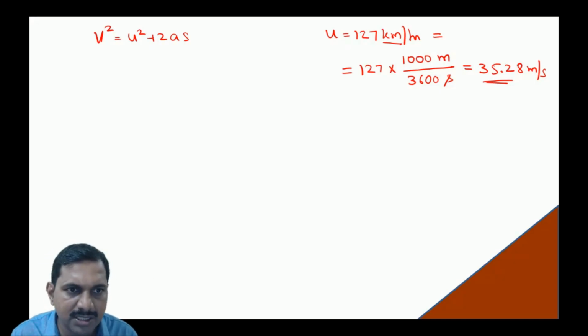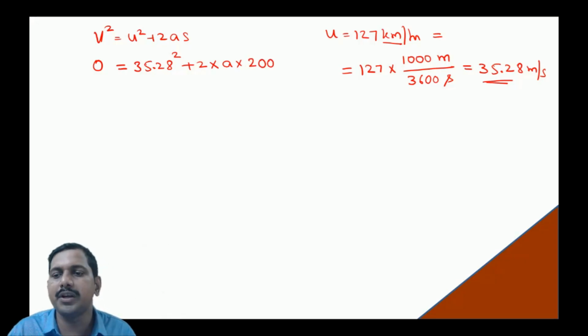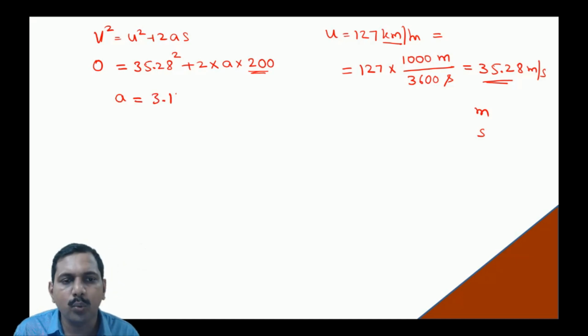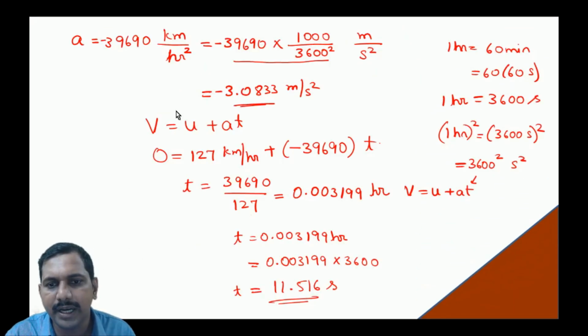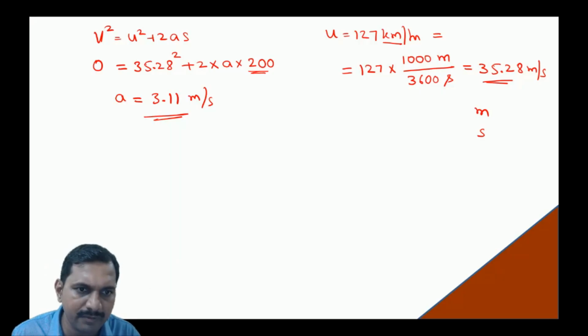Okay, and now this we can substitute back here. Velocity is 0. This would be 35.28 square plus 2 into a, we do not know, s. Now here we have to be careful that we have to put 200 meters because our unit is meter and second. So you should not put it as 0.2 here. So when we do that, we get acceleration as 3.11 meters per second square. Now if you see over here, you get almost the same answer, right? You get 3.088 here, and here you are getting 3.11, obviously with a negative.